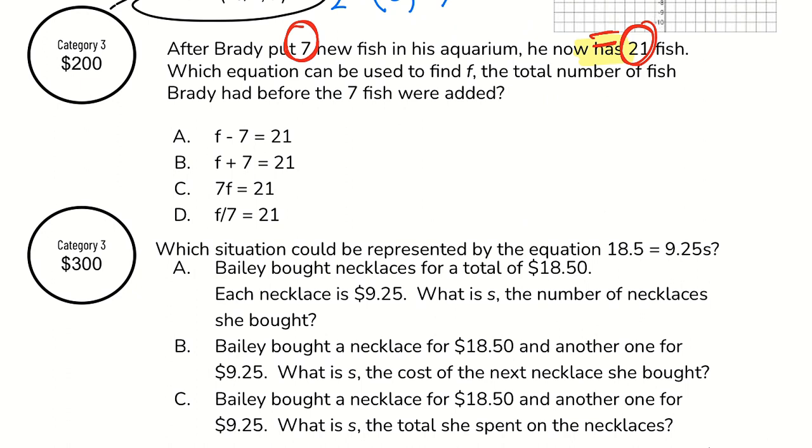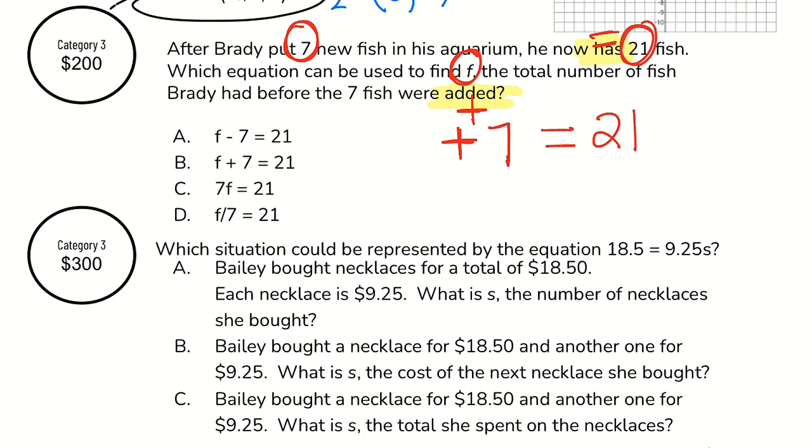And then I saw added. Oh, that means plus. Okay, so do you think we have everything we need? We're going to have that variable F. Okay, I think we do. So I know it's going to equal 21. So this is going to go over here on the right. And I know I'm adding. And he's put 7 in. So he's adding 7.